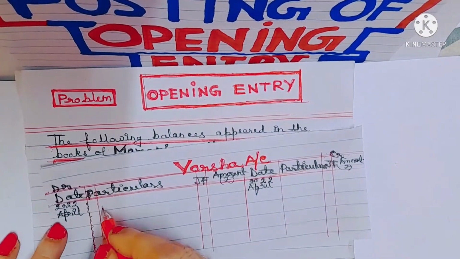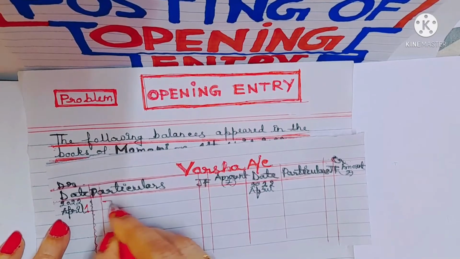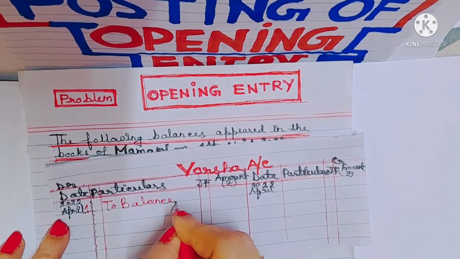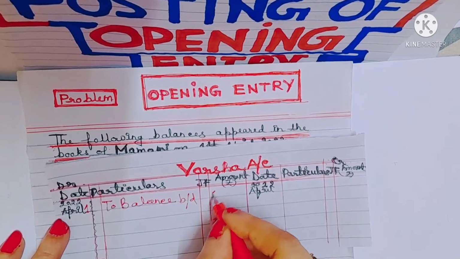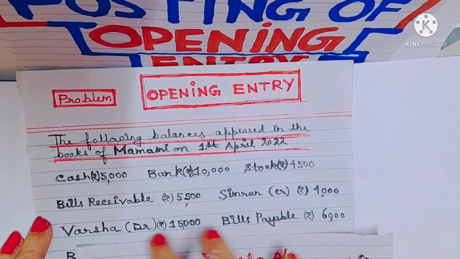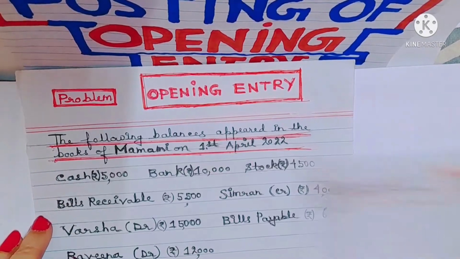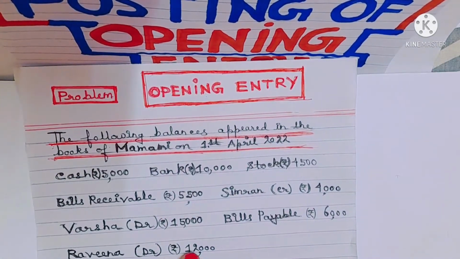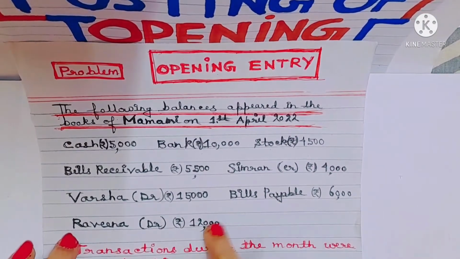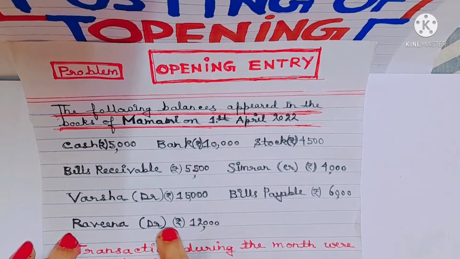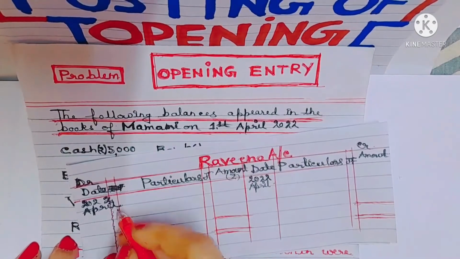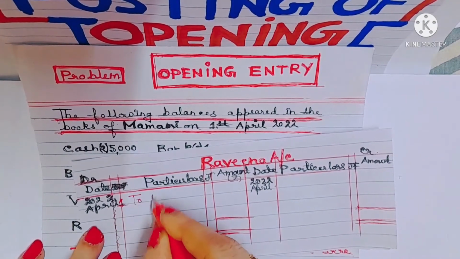Varsha is an asset. She is a debtor. So 1st April, to balance BD. Opening balance will always be to balance. To balance BD. How much? 15,000. See, Varsha 15,000. Let's do Ravina. Last asset, Ravina account 12,000. See, 12,000. Ravina is an asset, a debtor, Ravina debit 12,000. So let's write 1st April, to balance BD.